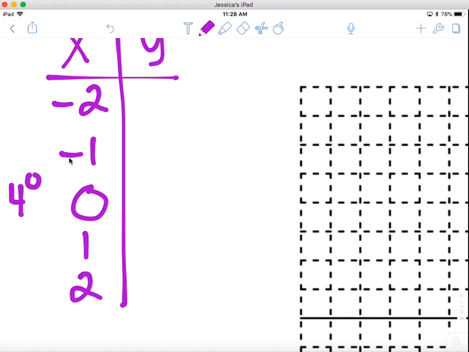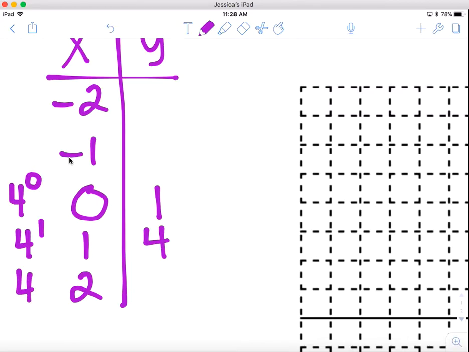4 to the 0 power, this is where your exponent rules come in from Unit 6. Remember, anything to the 0 power is 1. So 4 to the 0 power becomes 1. Then I'm going to keep going. I'm going to plug in 1 for x. 4 to the first power is just 4.